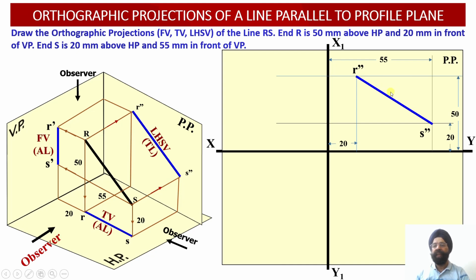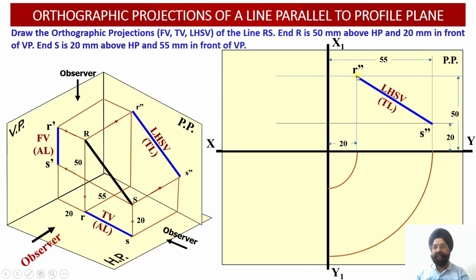So the true length corresponding to the line RS has been obtained over here. These are the left hand side projections which are available to us as a true length in the side view. Now, having obtained this left hand side view, the top view and front view projections of this particular line RS will be obtained.